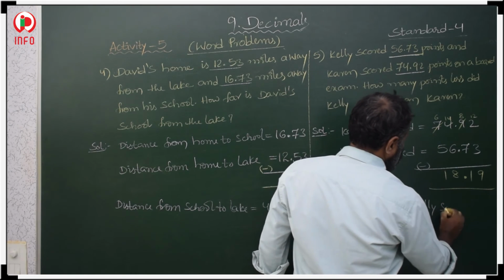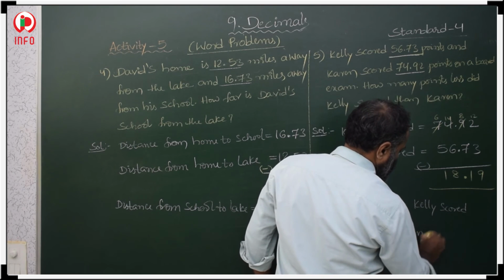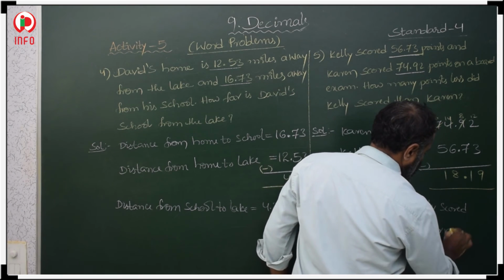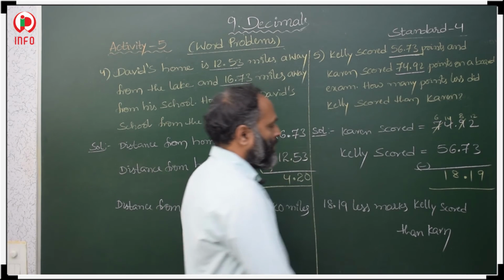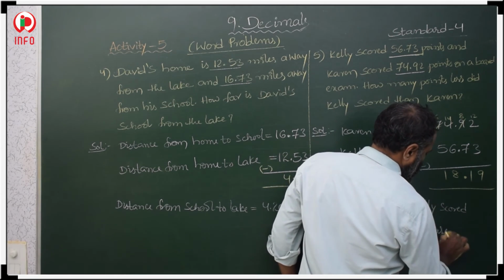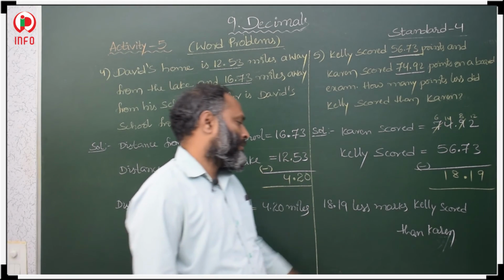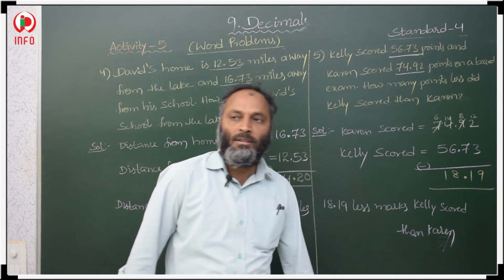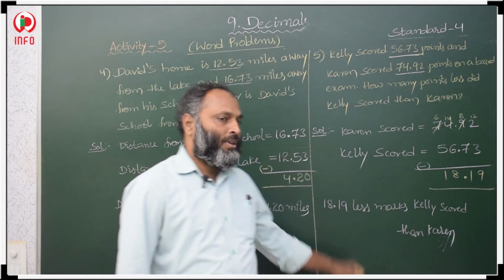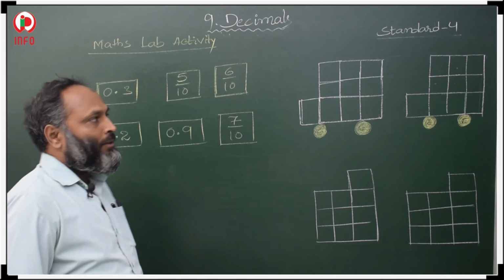Kelly scored less than Karan. Okay, this many less marks he got. So how many? 18.19 less marks. Okay.